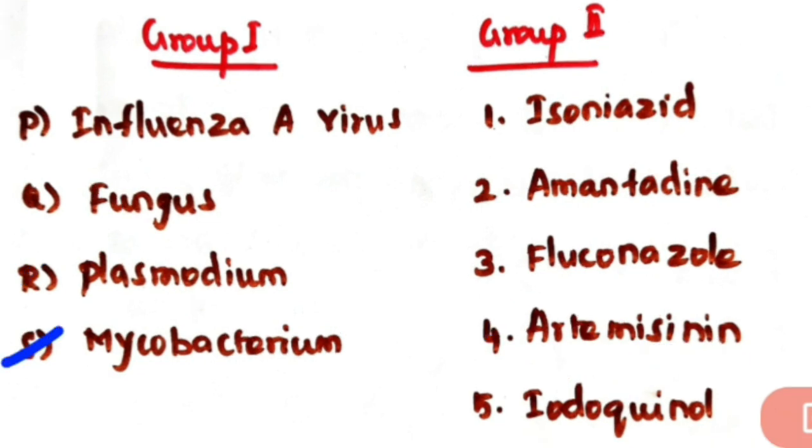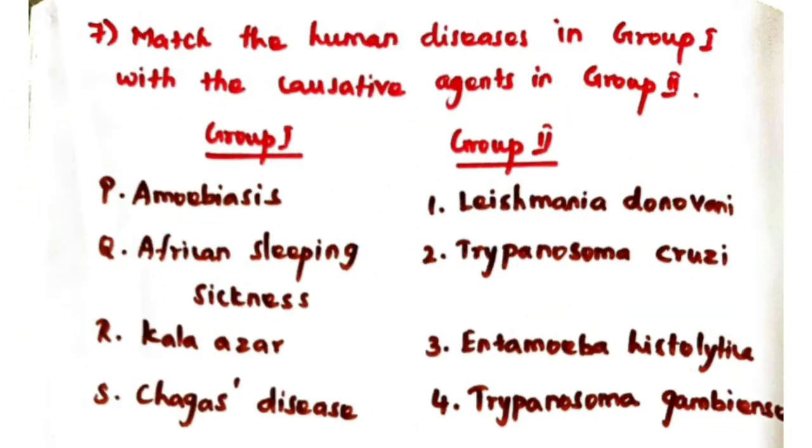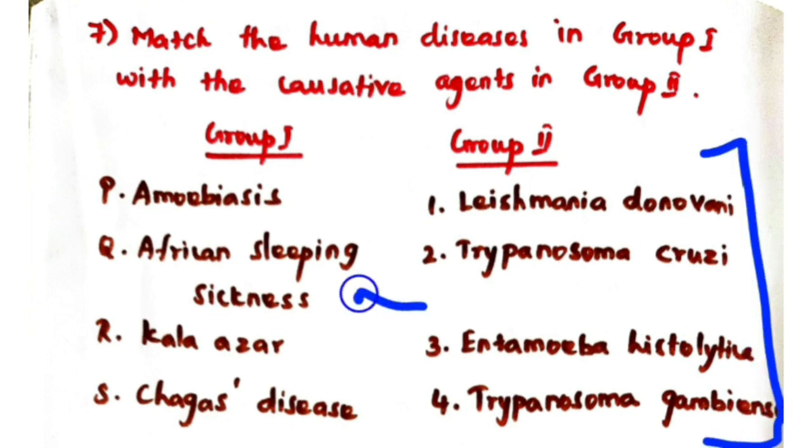And the last option, mycobacterium. Isoniazid is an antibiotic which is used to treat mycobacterium tuberculosis infection. Match the human diseases in group 1 with the causative agents in group 2. Group 1 has human diseases and group 2 has causative agents of these diseases.